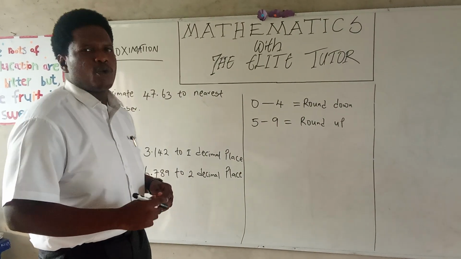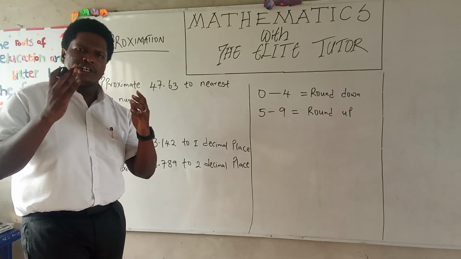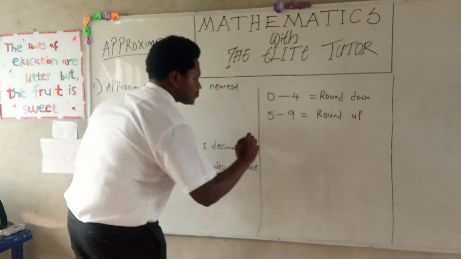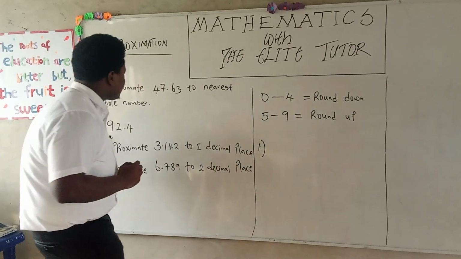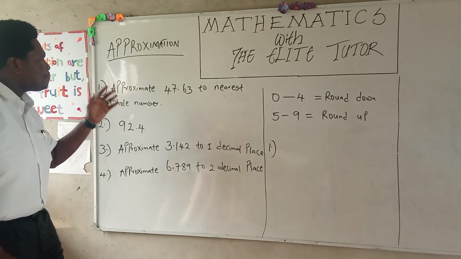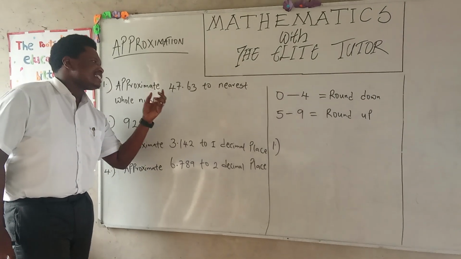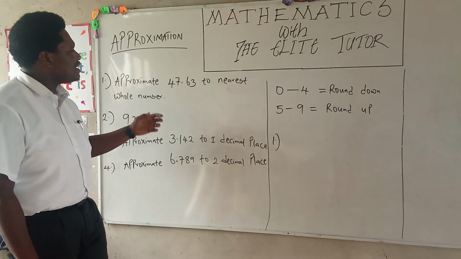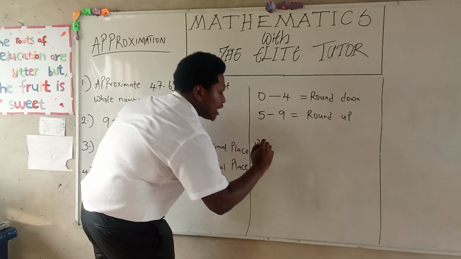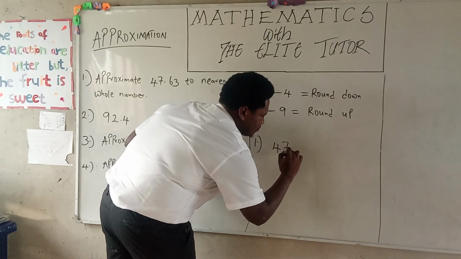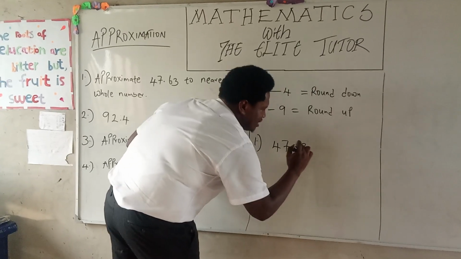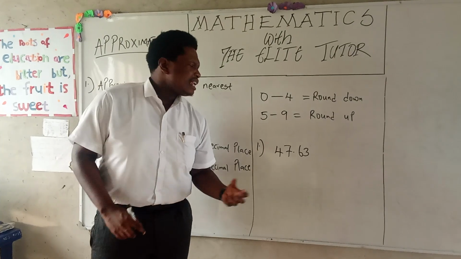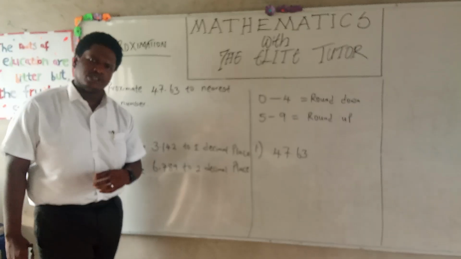Now we're going to be solving some questions that will help our understanding. Please follow closely. Now we have the first question. Approximate 47.63 to the nearest whole number. Now, how do we solve this kind of question?